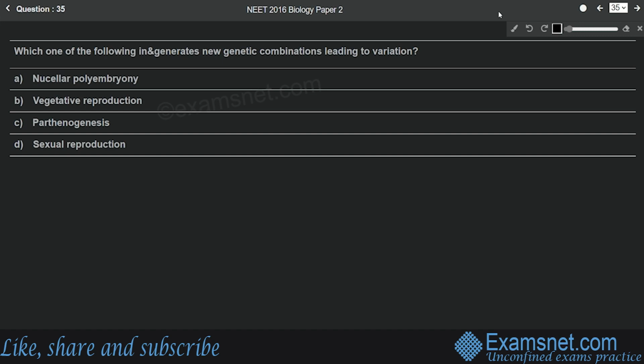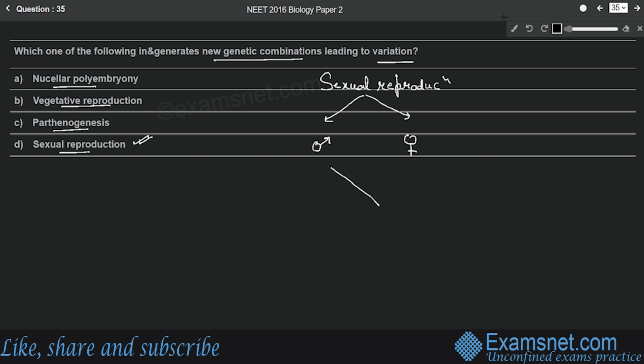Question number 35 is again from the chapter Reproduction in Organisms, and the question is, which one of the following generates new genetic combinations leading to variation? Options are nuclear polyembryony, vegetative reproduction, parthenogenesis and sexual reproduction. So it is quite obvious that the answer will be sexual reproduction because it involves the fusion of gametes from two different parents. Okay, so sexual reproduction involves two parents. One is male and the other is female. Okay, so male produces the male gamete and the female produces the female gamete. Okay, and then the fusion of these two gametes takes place.